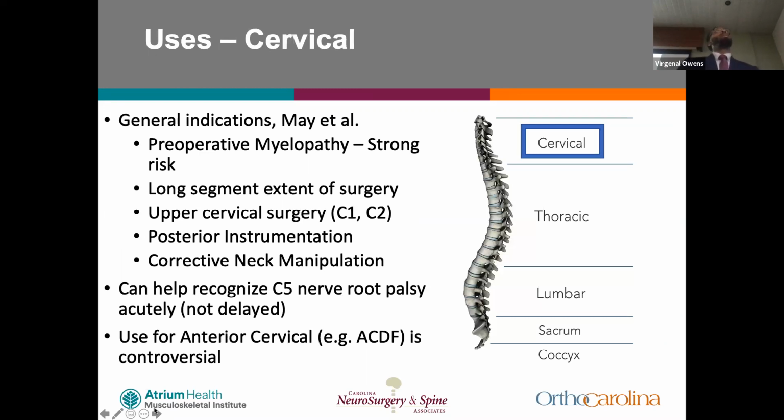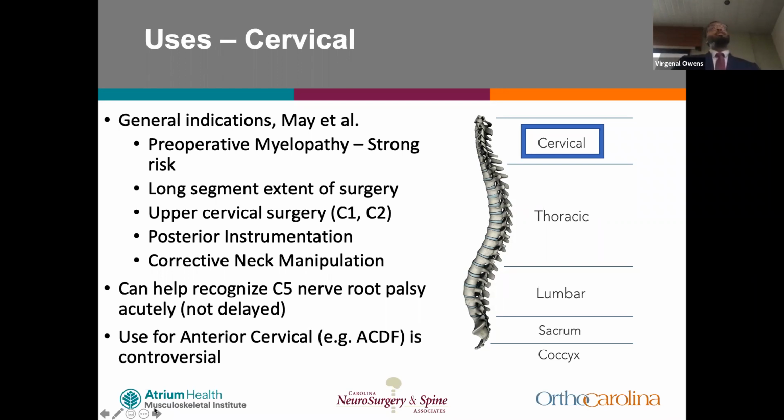In terms of the cervical spine, May et al. looked at some general indications. Preoperative myelopathy carries a strong risk of potential intraoperative and postoperative neurologic compromise. So it's very good to use neuromonitoring in that regard. If you increase the extent of the surgery, this is usually a good idea to use neuromonitoring: upper cervical surgery, posterior instrumentation, and also any type of neck manipulation. It can also help recognize C5 nerve root palsy, which is one of the most common complications with posterior cervical surgeries, acutely but not delayed.